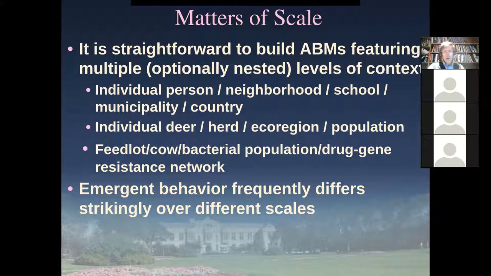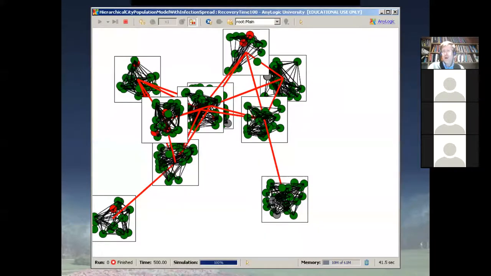And what's notable here is that these can be very fruitfully used for insight, for characterizing effects at different levels on which we have data, maybe outbreaks in schools, for example, or outbreaks in neighborhoods of Toronto, or outbreaks associated with regions versus a whole province. And in AnyLogic, it's actually very easy to build these nested models.